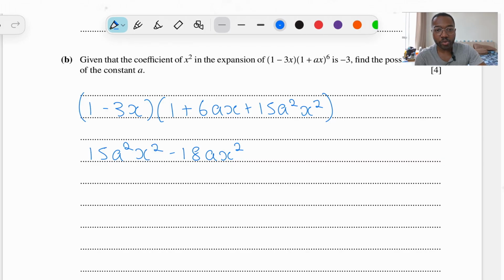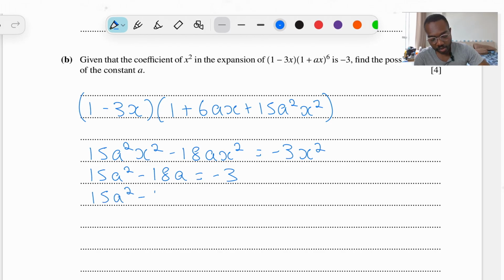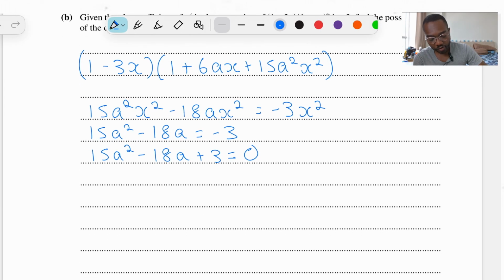And we know that the x squared coefficient must equal minus 3, so therefore this will equal a minus 3x squared. Now at this stage we can get rid of our x squared, and we know that 15a squared minus 18a must equal a minus 3. So if we move that minus 3 to the other side, we get 15a squared minus 18a plus 3 is equal to 0. And now we can just divide by 3. So we get 5a squared minus 6a plus 3 is equal to 0.